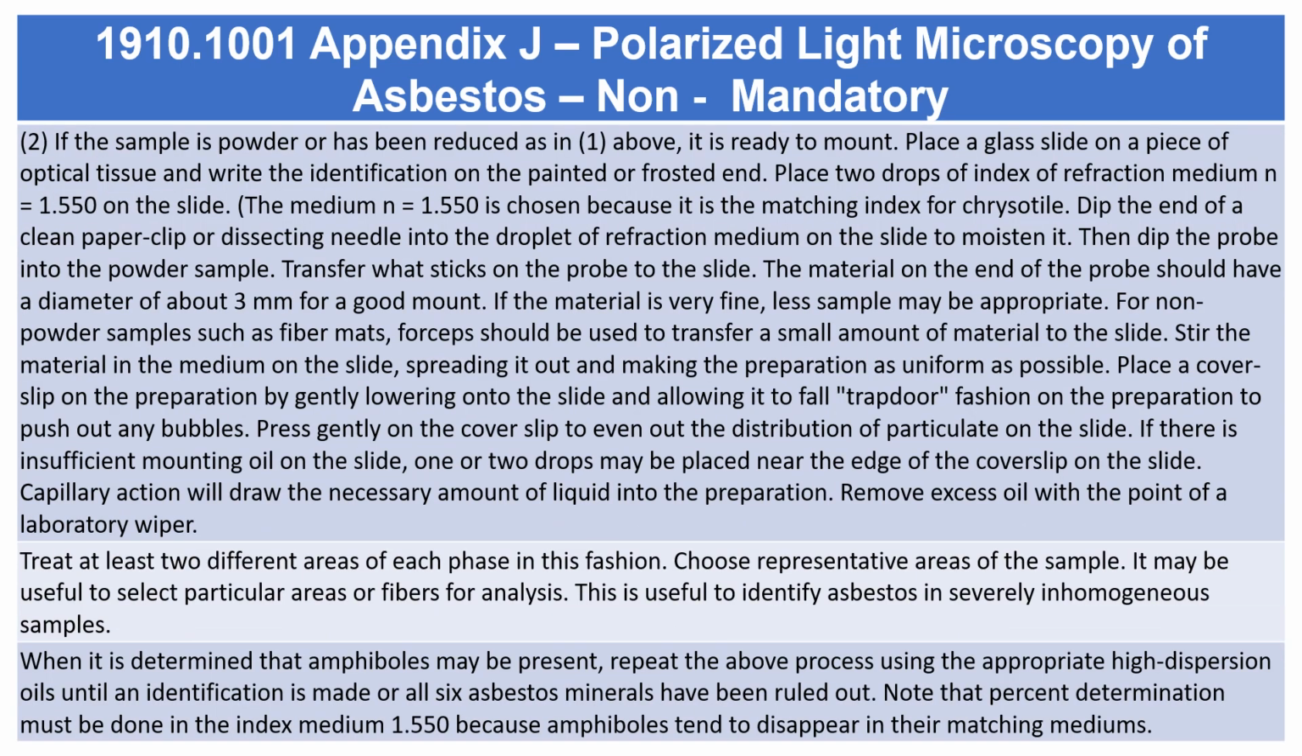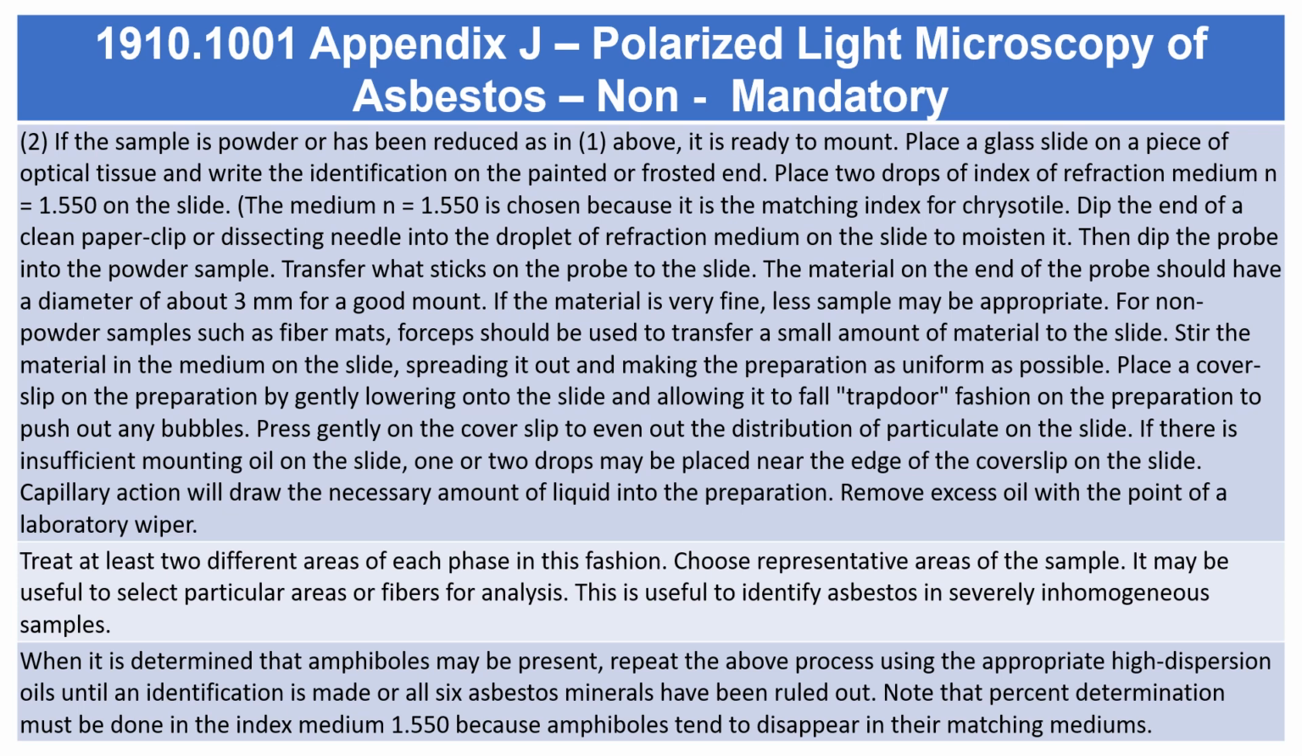2. If the sample is powder or has been reduced as in 1 above, it is ready to mount. Place a glass slide on a piece of optical tissue and write the identification on the painted or frosted end. Place 2 drops of index of refraction medium N equals 1.550 on the slide. The medium N equals 1.550 is chosen because it is the matching index for chrysotile.